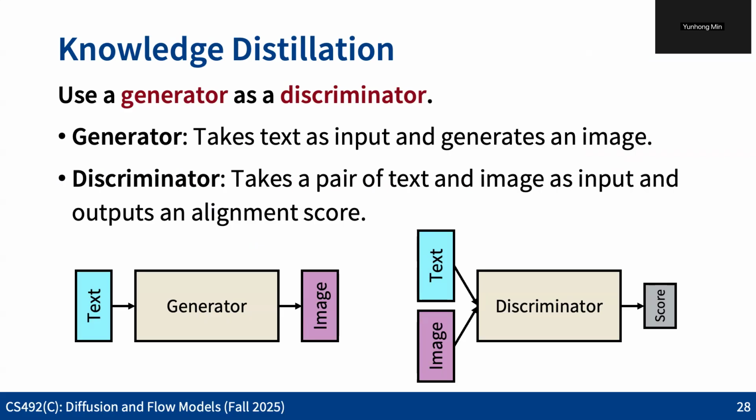A discriminator takes both the text and the image as input, checks their alignment, and gives a score or some kind of distance. So the CLIP model can easily be used as a discriminator. But the question here is how we can use a pre-trained generative model as a discriminator as well. If we had a GAN instead of a diffusion model, it would be much easier because it already has a discriminator. But for the diffusion model, we don't have the discriminator, right?